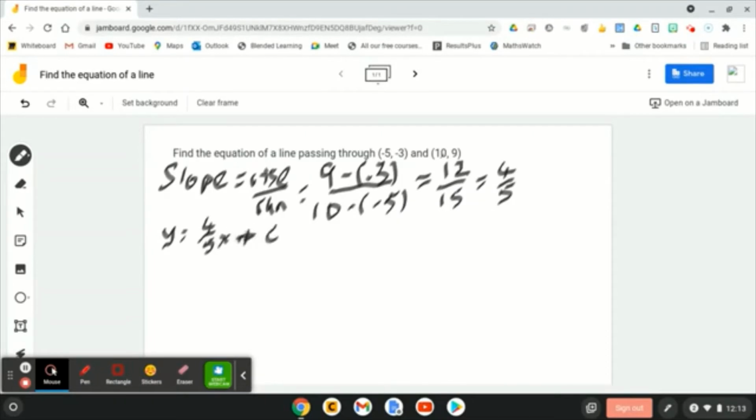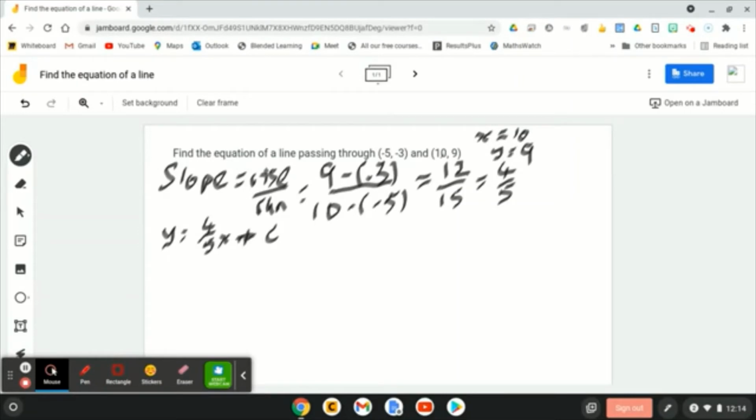And I don't know what that is. I know it's the y-intercept, but I don't know the y-intercept. So what I can do is use either of these points here to tell me, because I know that this equation must be true at these points, and I'm going to take the one with the positive values. So I know at this point here x is 10 and y is 9. So this equation y equals 4/5 x plus c must be true when y is 9 and x is 10.